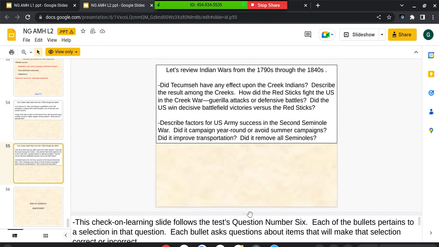Did it improve transportation? Yes. Because of this, the Americans learned their lesson from the War of 1812, and they improved transportation and lines of communication and logistical support. That was what's so important about the Second Seminole War. It improved transportation and lines of communication. Did it remove all the Seminoles? No, it did not. It removed almost all of them. Almost all the Seminoles had to evacuate their homes and moved westward along the Trail of Tears, but some of them stayed, so it was not all the Seminoles.